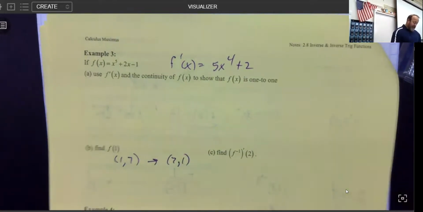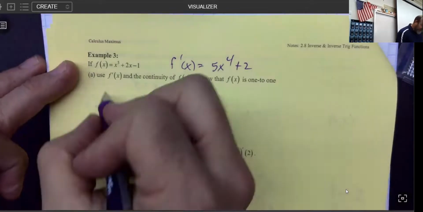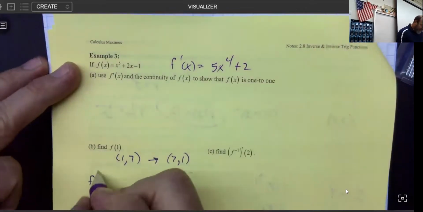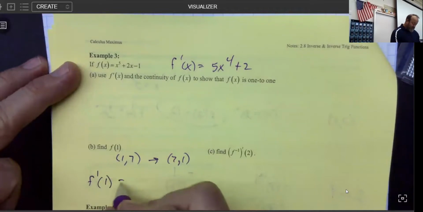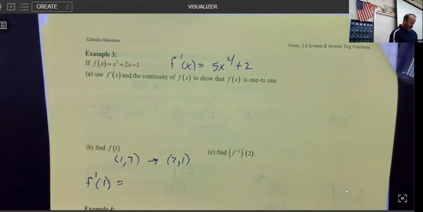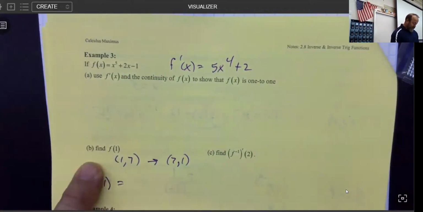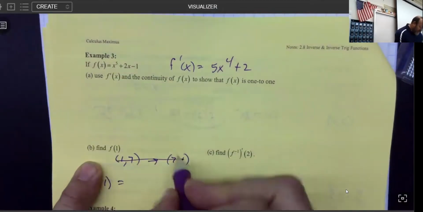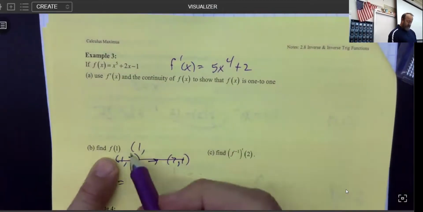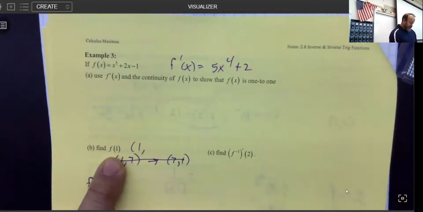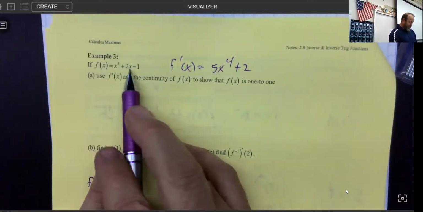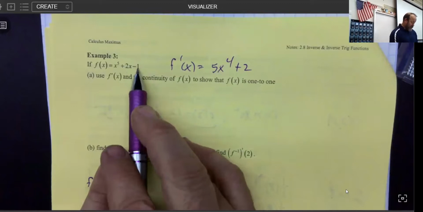So if I, let's say, go ahead and find f prime of 1, then f prime of 1, we already have right here. I meant to say f of 1, excuse me. On the original problem, let me just back up just a second. f of 1, I get 1 plus 2 minus 1, which is going to be 2.